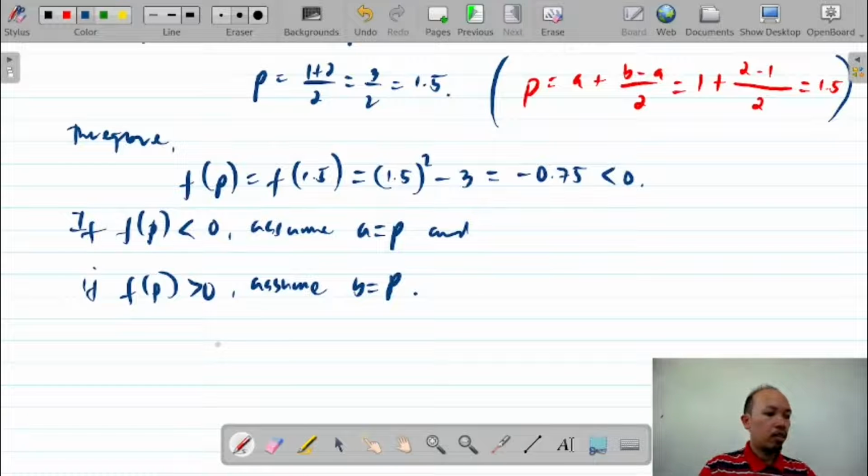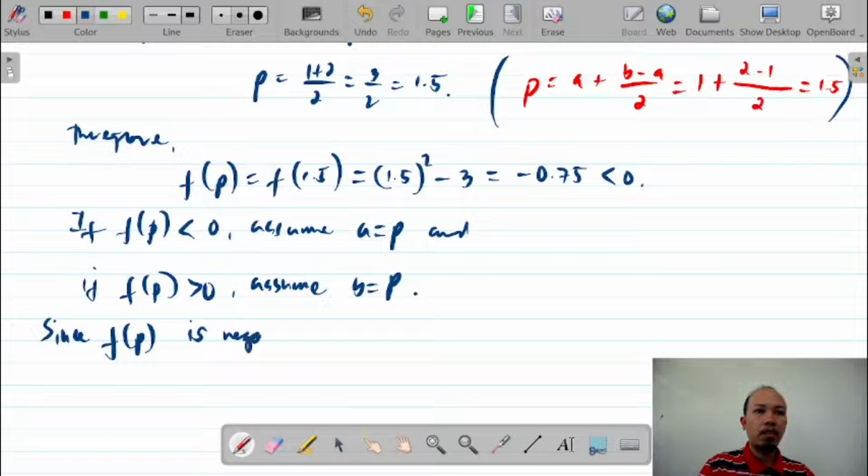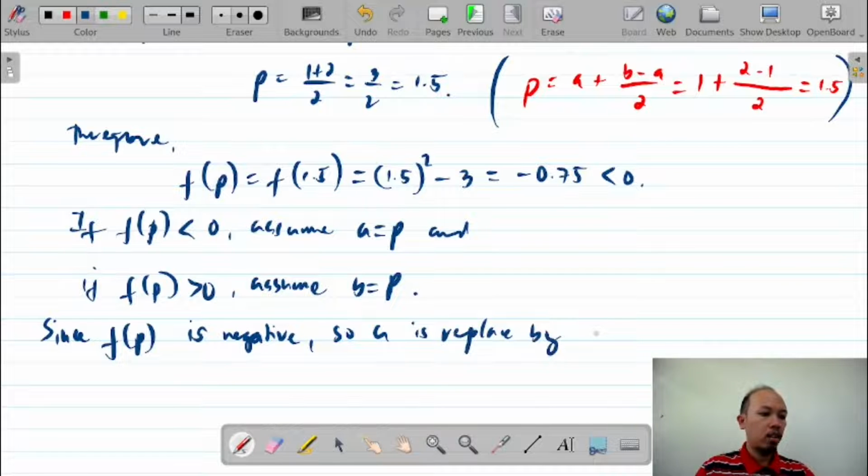So since f of p is negative, a is replaced by p is equal to 1.5 for the next iteration.